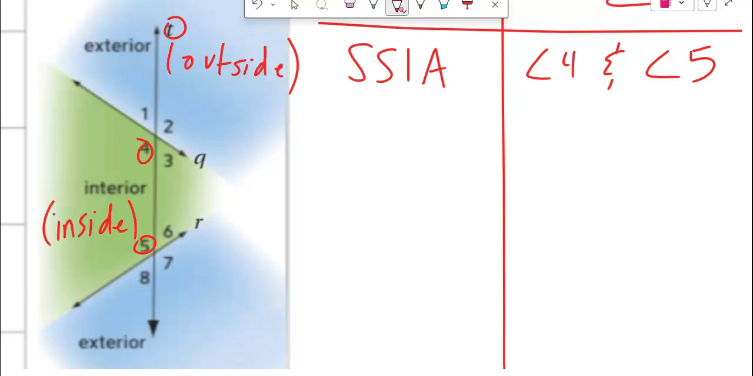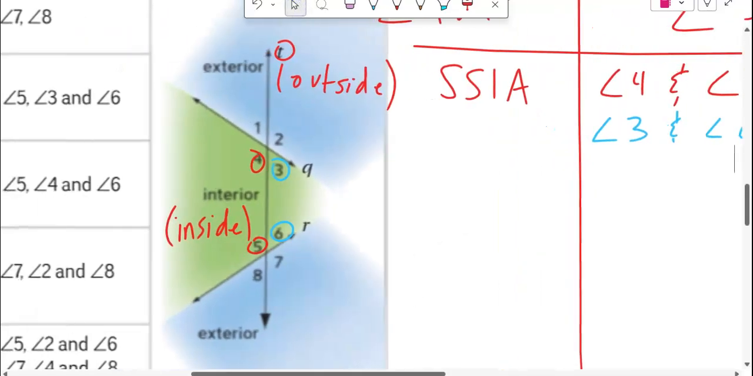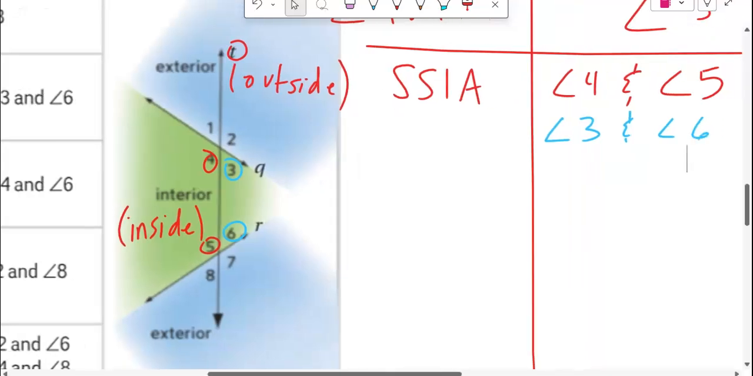Preston: 3 and 6. Okay, 3 and 6. They're both on the right, and they're inside Q and R. Angle 3 and angle 6. Are there any more same side interior angles? Just 2 pairs. Why is that? Because there's only 4 angles in the interior. There you go. There's only 4 angles to choose from. We're only on the interior. So we've used all 4 angles, so we're good.